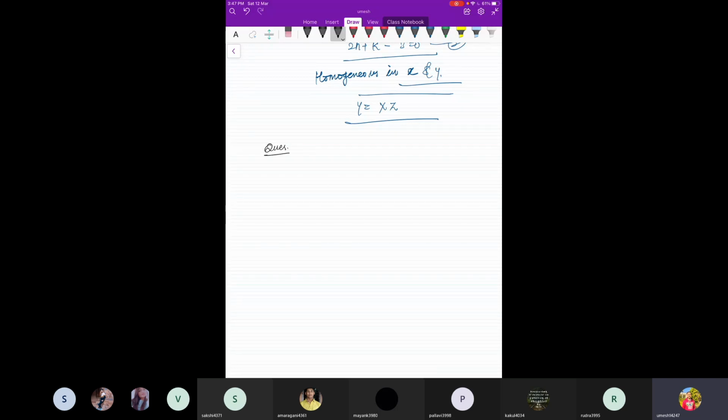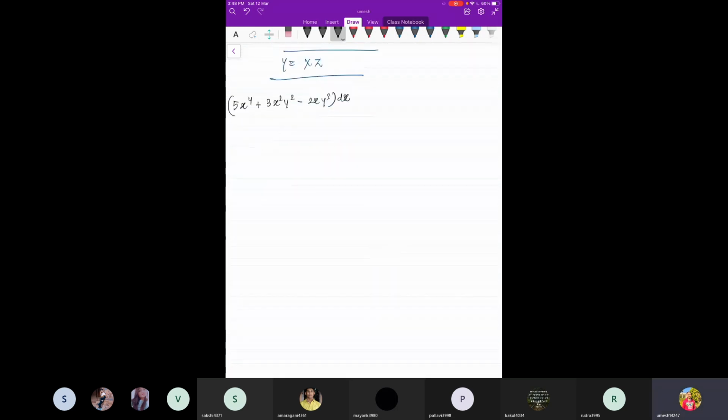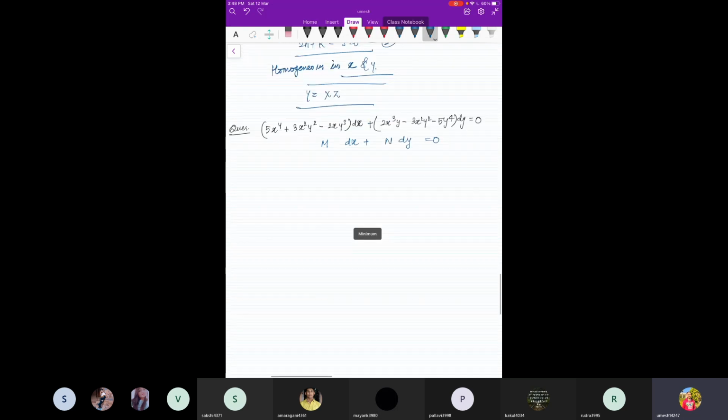So our equation is 5x to the power 4 plus 3x square y square minus 2xy cube times dx plus 2x cube y minus 3x square y square minus 5y to the power 4 times dy is equals to 0. Okay, so the equation is in the form m dx plus n dy is equals to 0.